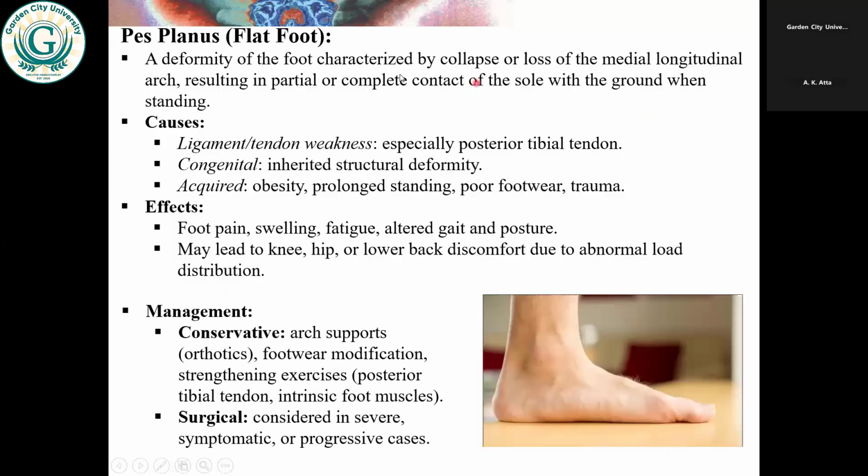So, in pes planus or flat foot, there is a collapse or loss of the medial longitudinal arch, so that the sole of the foot will be partially or completely in contact with the ground. Okay.